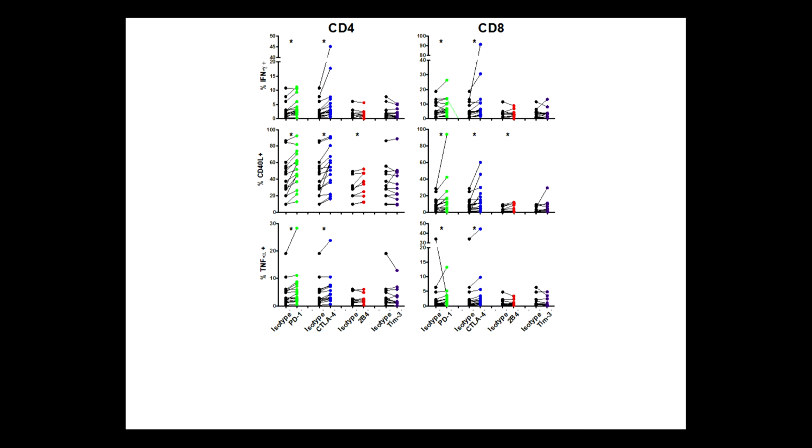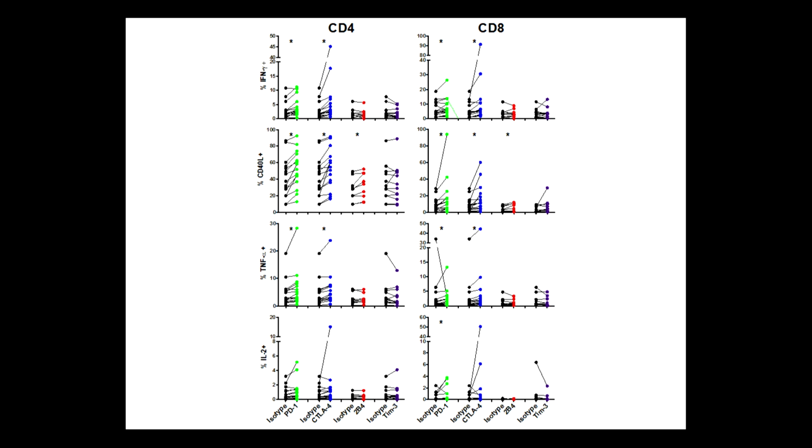TNF alpha was only impacted by PD-1 and CTLA4 blockade. And lastly, for IL-2 secretion, we found a significant impact only after PD-1 blockade in the CD8 T cells. So this means, when you look at this data differently, that the 2B4 blockade has the most targeted impact on function, while PD-1 is the most broad blockade, with the most broad impact on CD4 and CD8 T cell function.